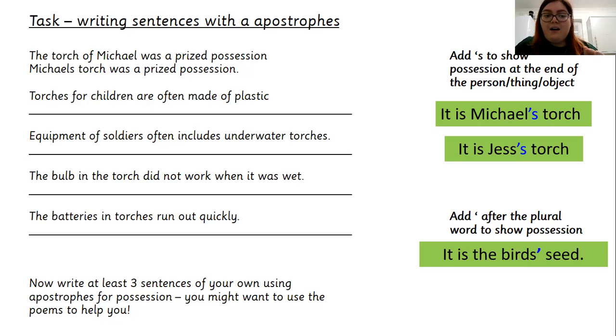Okay. After you've done those ones there, I want you to have a go at writing at least 3 of your own sentences using apostrophes for possession. And you might want to use the poem that we have been looking at, the torch. That might be a really good theme to use. So pause this video, spend at least 10-15 minutes writing up your sentences. Make sure you put your apostrophe in the correct place. And on the next slide, we've got a quick quiz, a quick plenary we're going to do, and then we're going to do our self-assessment at the end. So pause the video right now.